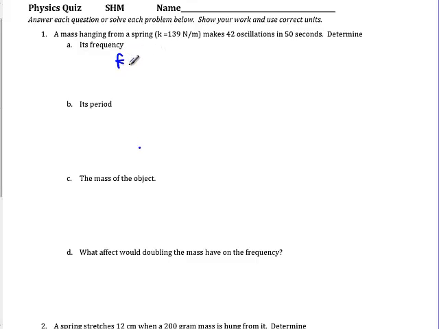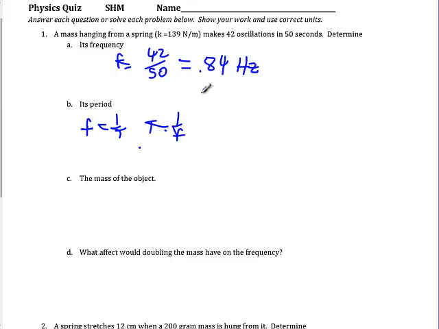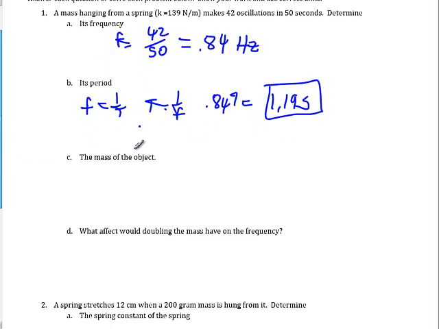Since frequency is oscillations per second, you just take 42 divided by 50, and you end up with the frequency in hertz, right? A hertz is a per second, so this was 0.84 hertz. To go from frequency to period, it's just the inverse. So frequency equals 1 over T, or T equals 1 over f. So if you just take the inverse, 0.84 to the negative 1 equals 1.19 seconds.